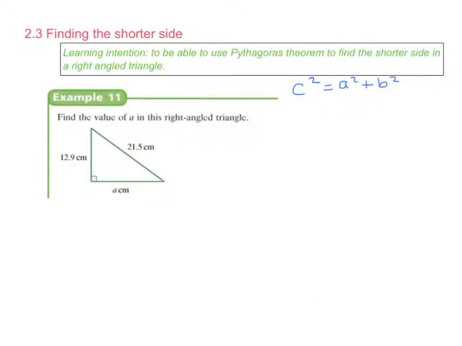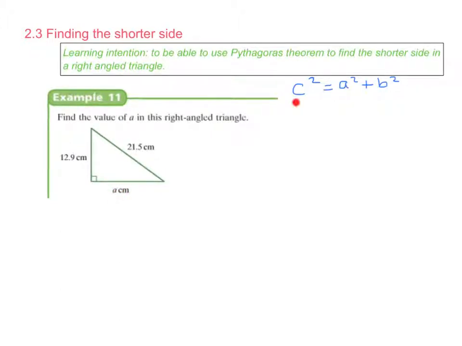Rightio, let's have a look. Our learning intention is to be able to use Pythagoras' theorem to find the shorter side in a right-angled triangle. So here's our right-angled triangle over here. This time we've got our short side. There's our hypotenuse, our short side here.